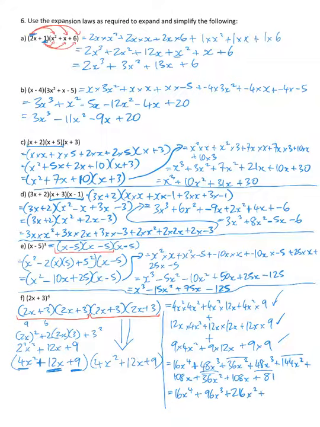plus anything with just straight x's, 108x plus 108x is 216x's, and the last one is add 81. Alright, so that is the 5th page, I believe, and I'll see you on the next page.